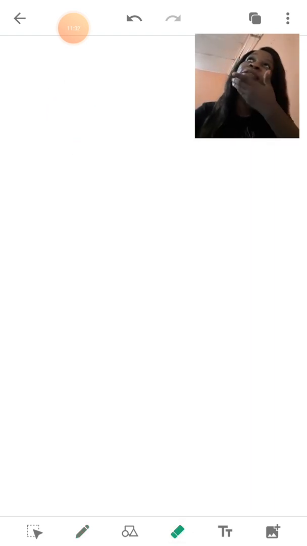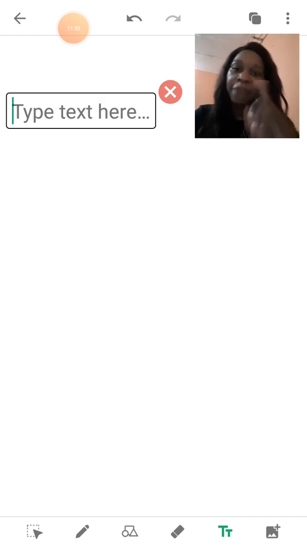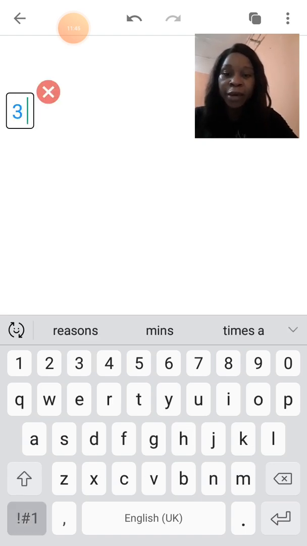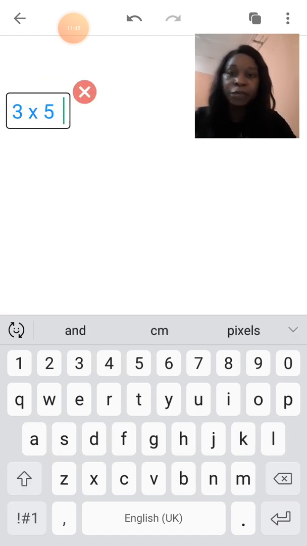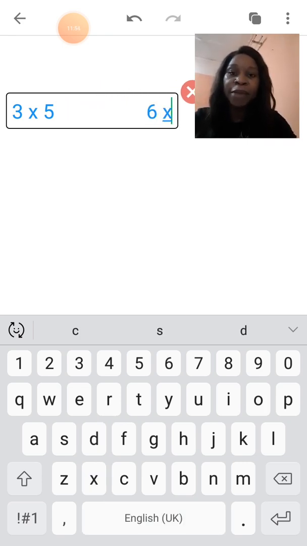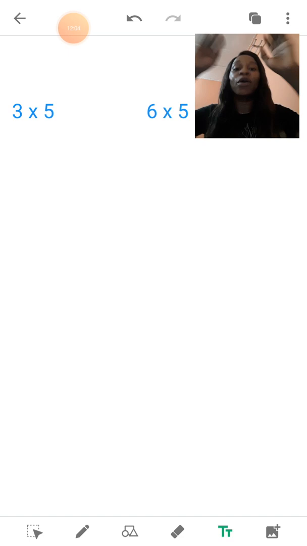Multiplication, very easy. If we have done 2 times table, we have done 5 times table, we have done 3 times, we have done 4 times, we have done 10 times. Okay, so let's use 5 times now. If we have 3 times 5, and we have 6 times 5. Good. I told you that once they ask you to multiply in 5, all you need to do is count in 5s.